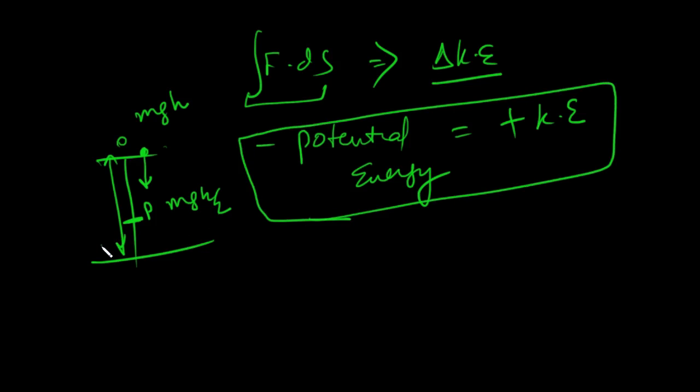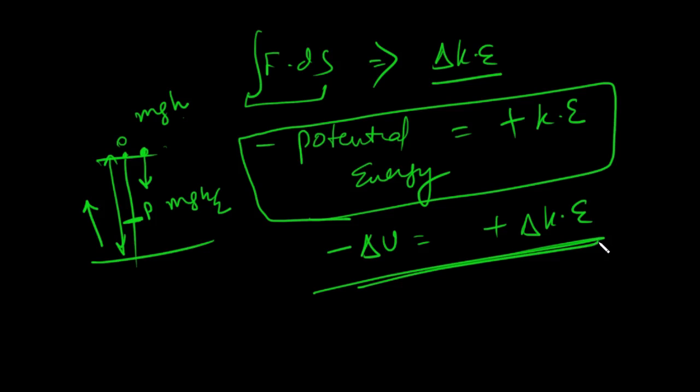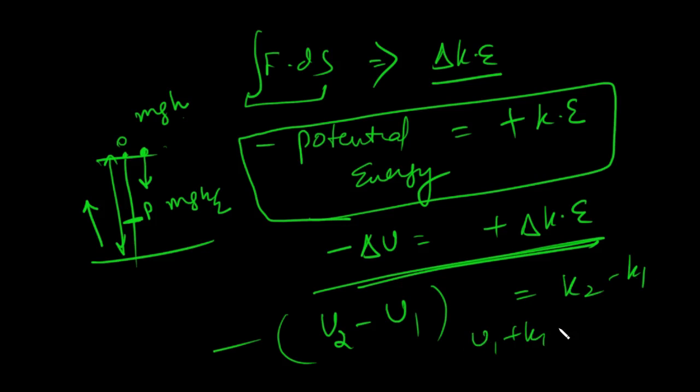Had the reverse happened, for example, if a particle was thrown up, you see potential energy was increasing from h by 2 to h, but its velocity would have decreased, because at the final point its velocity would have been 0. So negative of delta U equals positive of delta KE. Okay. So U2 minus U1 equals minus (K2 minus K1). So U1 plus K1 equals U2 plus K2.